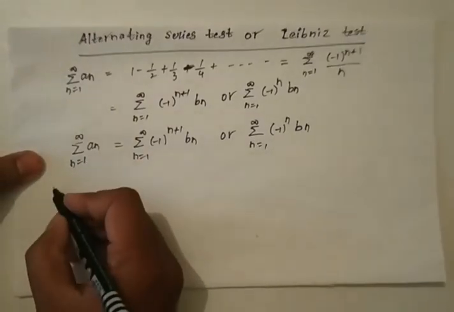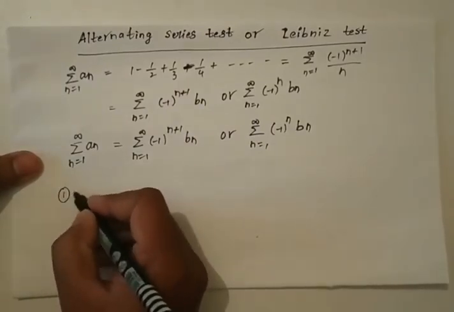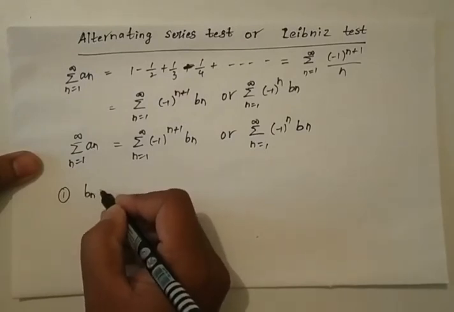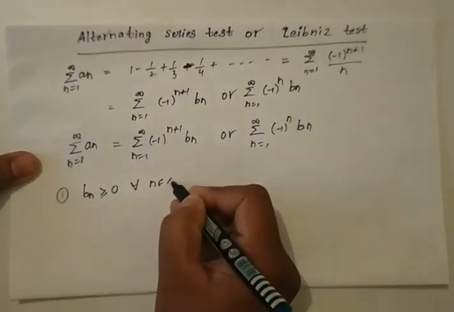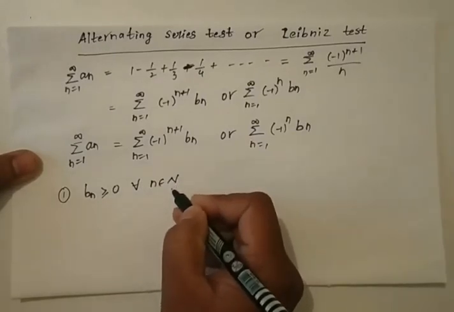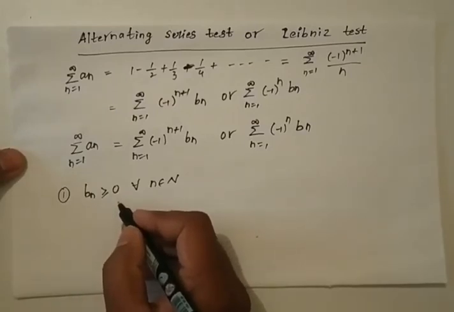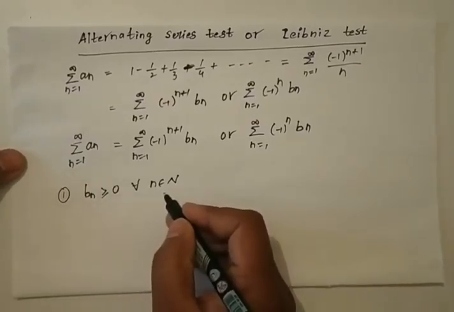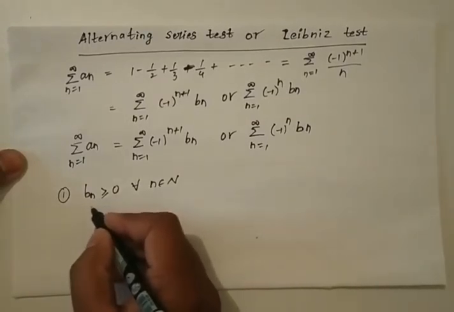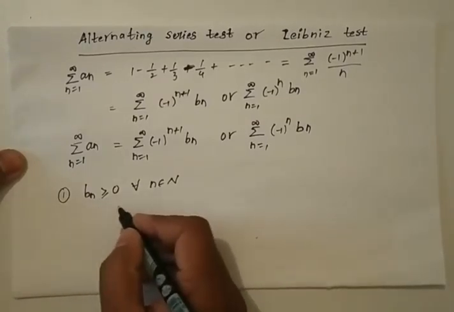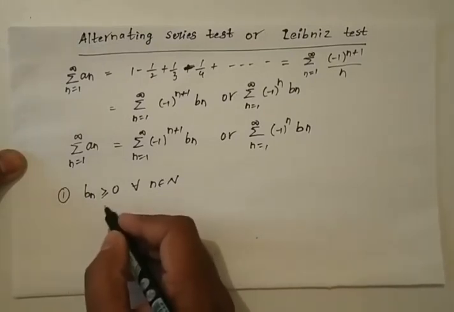Here, what is the first condition? bn greater than or equal to 0 for all n belonging to capital N, where capital N is the set of natural numbers. That means the series bn is a positive term series. This is the first condition.